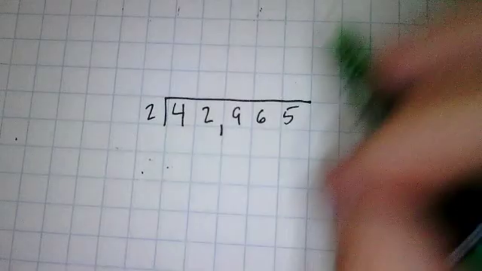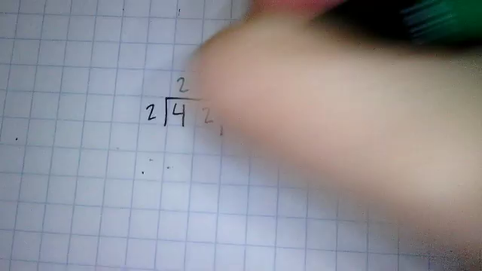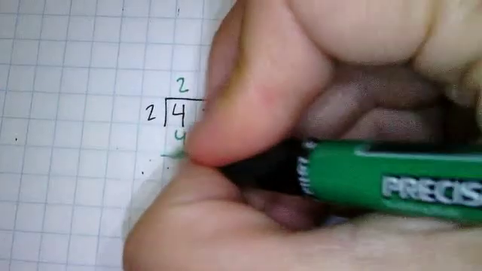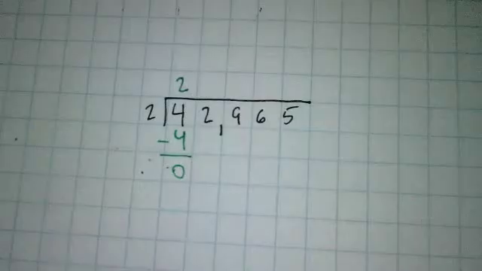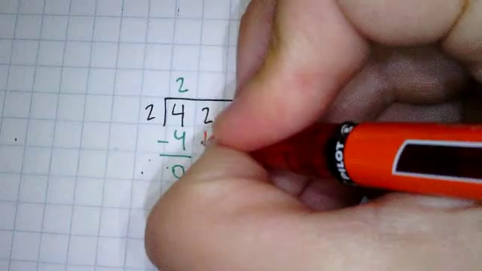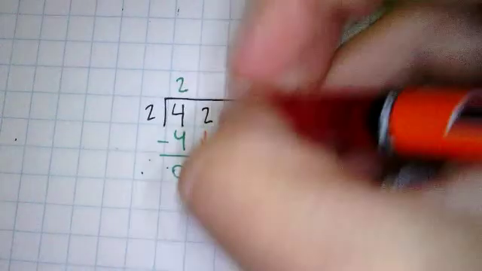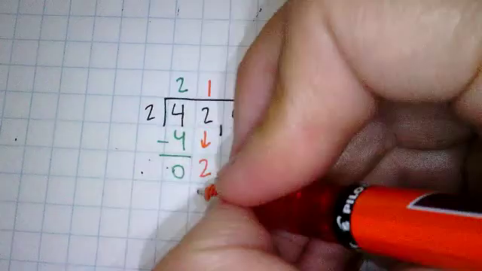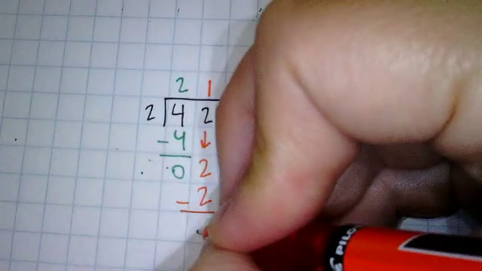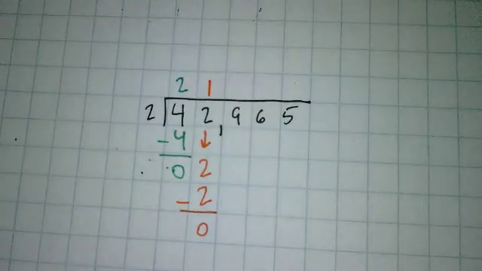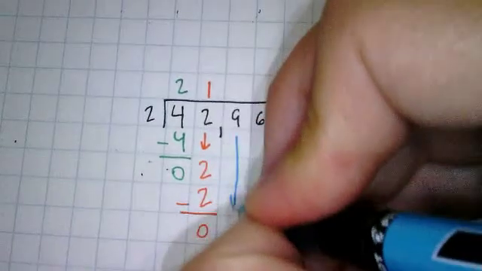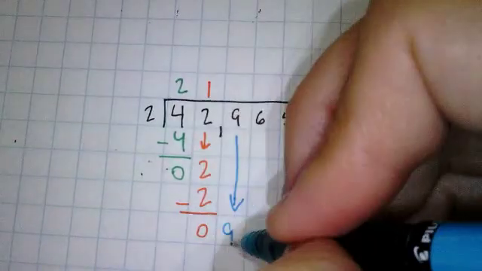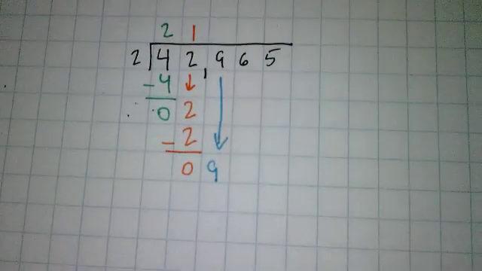How many times does 2 go into 4? 2 goes into 4 2 times. 2 times 2 is 4. Subtract, get 0. Bring down my 2. How many times does 2 go into 2? 1 time. 2 times 1 is 2. Subtract, 0. Bring down my 9. Don't write this down. You don't have to do this yet. I'm just showing you the repeated steps, okay?